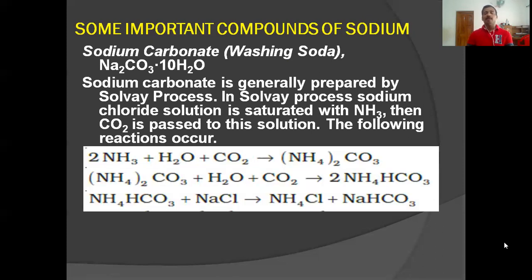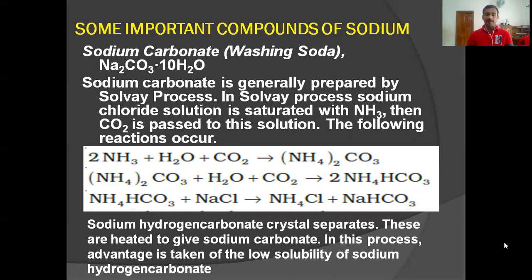We can see the reactions. NH3 reacts with carbon dioxide to form ammonium carbonate first. Ammonium carbonate reacts with more CO2 to form ammonium bicarbonate, NH4HCO3. This NH4HCO3 reacts with NaCl to form NaHCO3, sodium bicarbonate. We have to prepare sodium carbonate, but here what is obtained is sodium bicarbonate. Now how will you convert it into sodium carbonate?